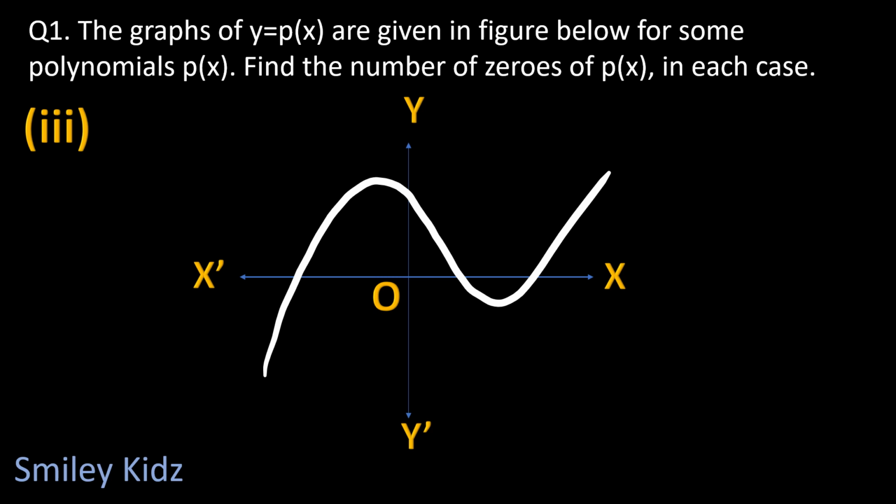Now have a look at this. We observe that in this particular graph, we have 3 zeros, isn't it? Here we have point 1, point 2 and point 3. That means we already know that however many times the graph intersects the x-axis, those many zeros we get. So here we have 3 times the graph is intersecting the x-axis. So we have 3 zeros.